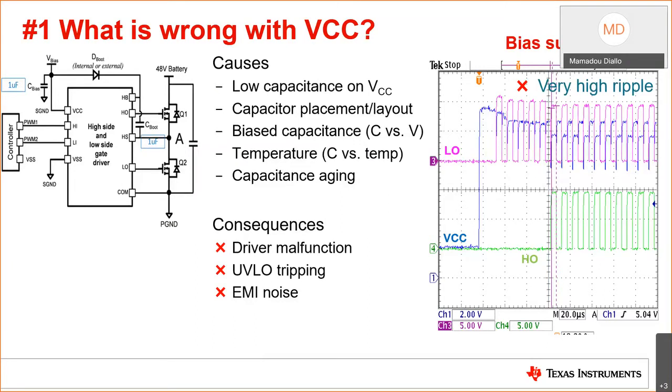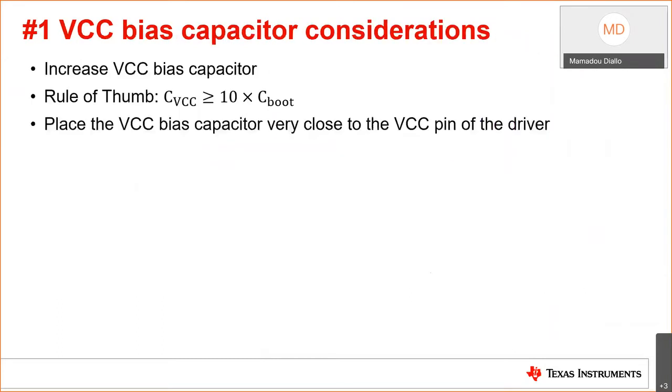Excellent. Now, how do we address this issue? We address this issue, as we pointed out, by correctly sizing the bias capacitor. The charge to replenish the bootstrap capacitor must come from the VCC bypass capacitor. As a general rule of thumb, C bias should be sized to be at least 10 times larger than that of the boot cap so that it's not completely drained during the charging time of the bootstrap capacitor.